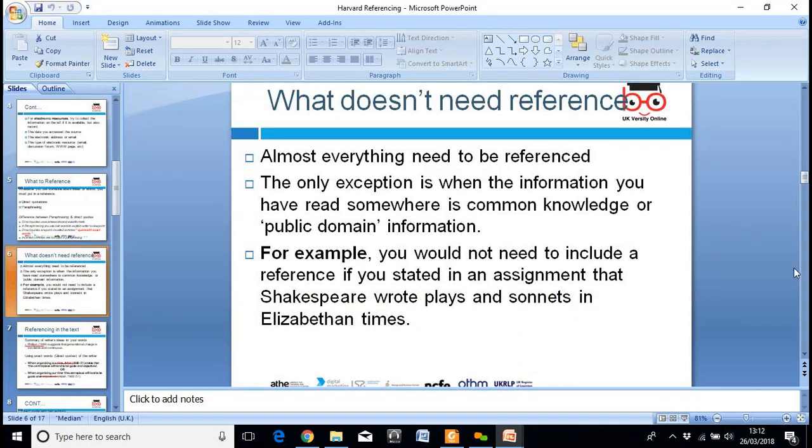So what doesn't need a reference? Almost everything that you use needs to be referenced. The only exception is when the information you have read somewhere is common knowledge or is in the public domain. In other words, you can find it on the internet, and it has been put there by a secondary person. You would not need to include a reference if you stated in an assignment that Shakespeare wrote plays and sonnets, because everybody knows that.